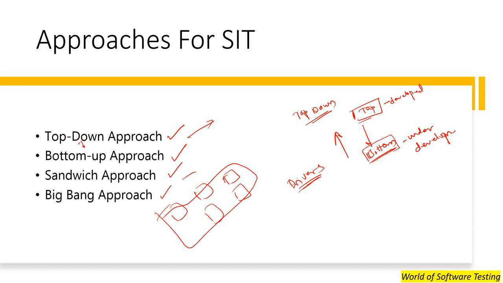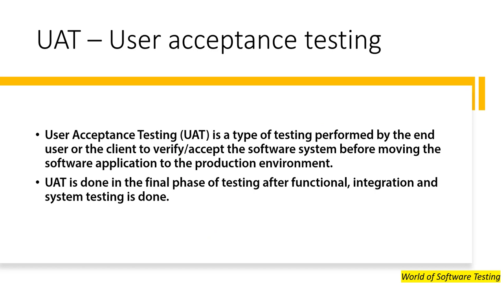If any issue is detected in the completely integrated module, then it becomes very difficult to find out which module has caused the particular issue. So this is the drawback of the Big Bang approach. This is all about the system integration testing environment, the SIT environment. Let's move on to the next, which is the third environment.